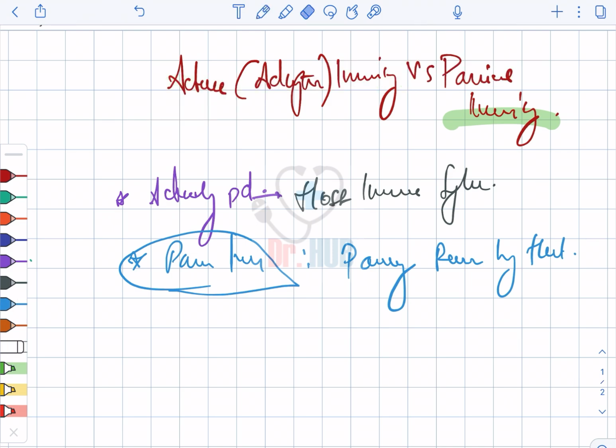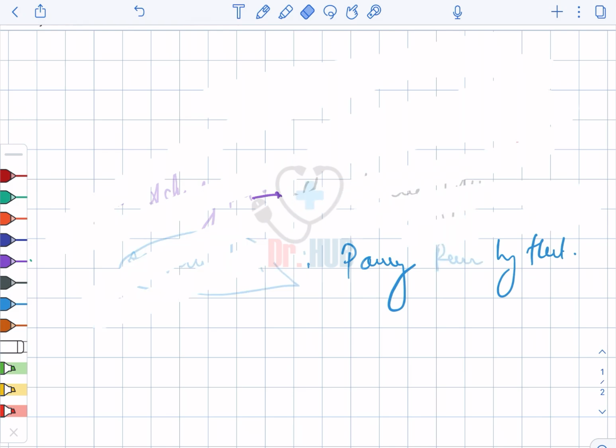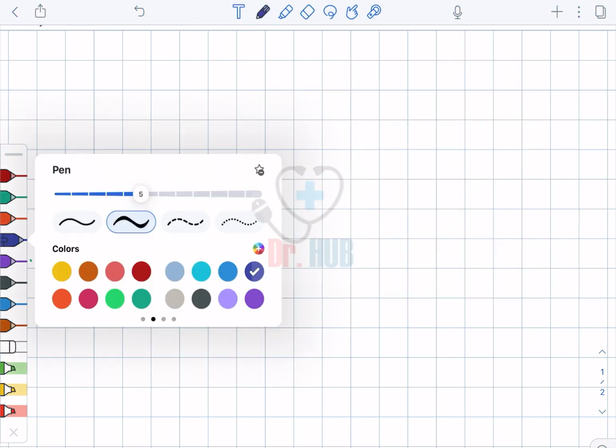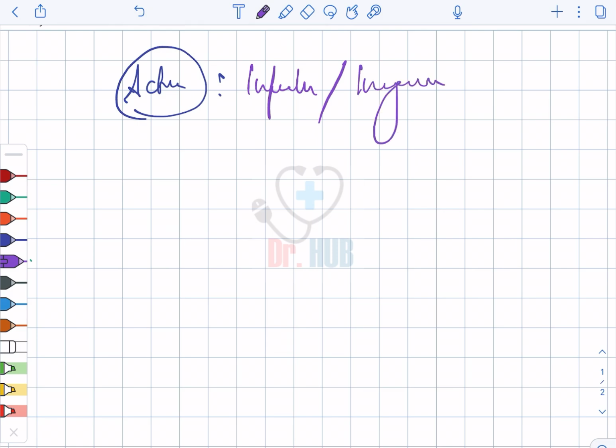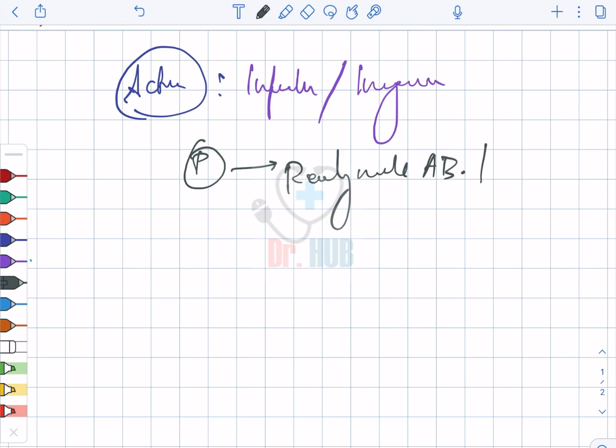Next, in case of the active immunity, it is induced by an infection as well as by immunogens. Then there is the passive immunity. In case of passive immunity, ready-made antibody is transferred.